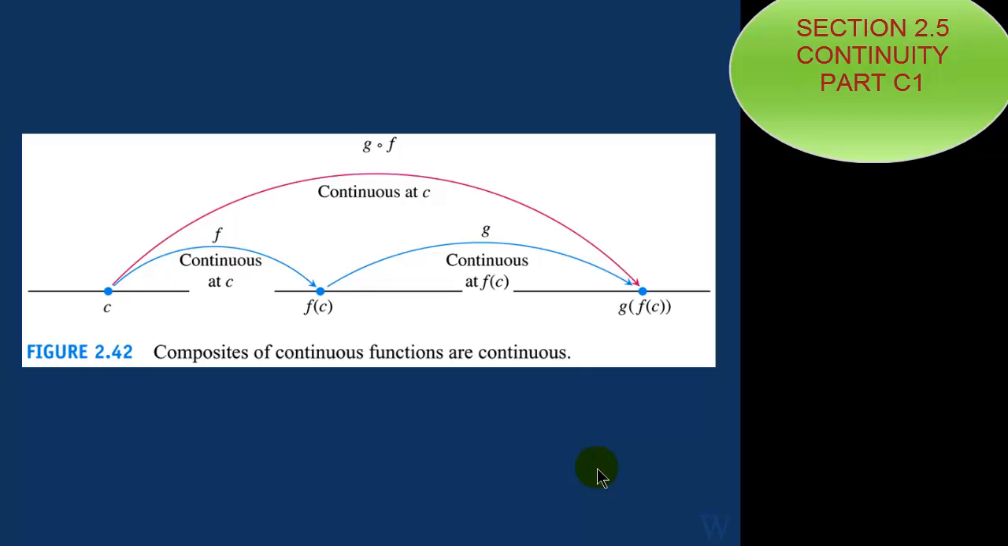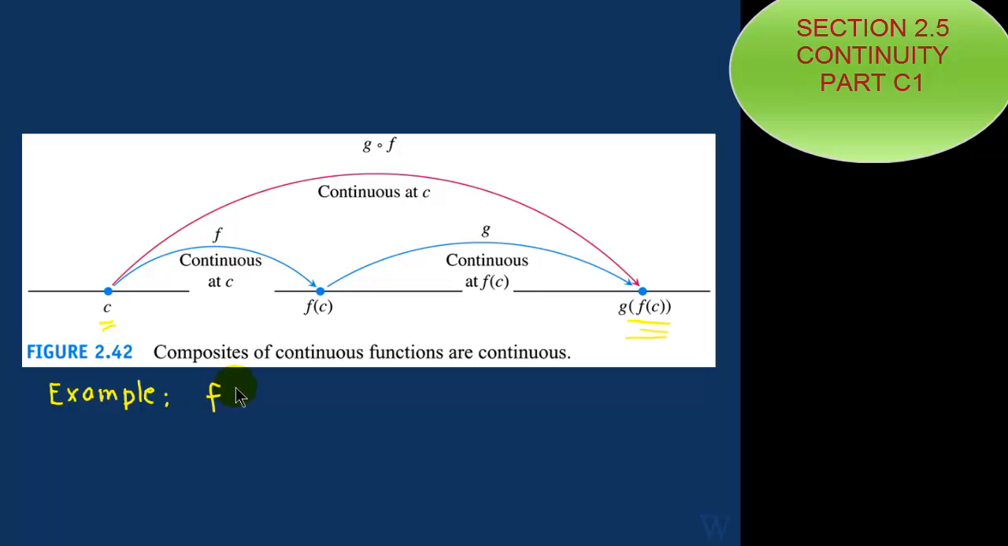How about if we have a composition of functions? Well, what this diagram shows is that if I have a continuous function f at c, then that means it will have an f of c, that's the limit as x approaches c. And then I'll have another continuous function g, which is continuous at f of c. Then my composition will also be continuous. That's all that this says.